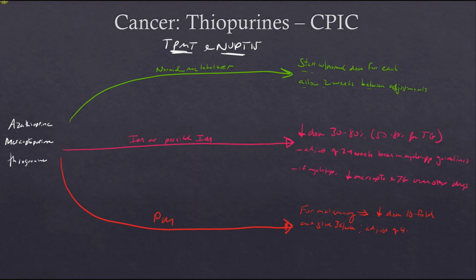And for malignancies, you decrease the dose at least tenfold and give 3 times a week, so drastically reducing the dose and spreading out the dosing. You adjust it every 4 to 6 weeks based on myelosuppression guidelines, and then if myelosuppression occurs, just like with intermediate metabolizer, you want to decrease mercaptopurine and thioguanine over other agents. Then for non-malignancy with poor metabolizers, they just suggest you consider an alternative non-thiopurine medication.